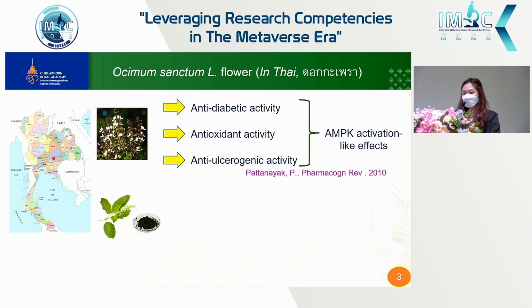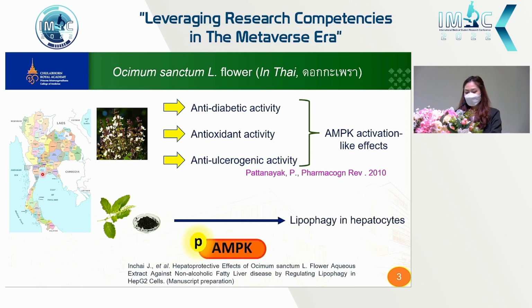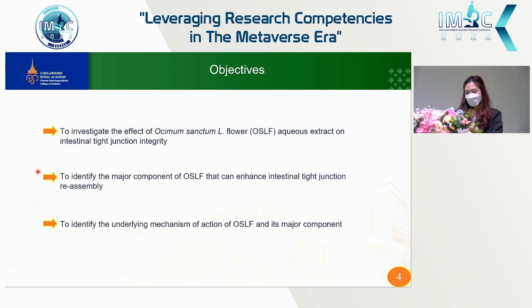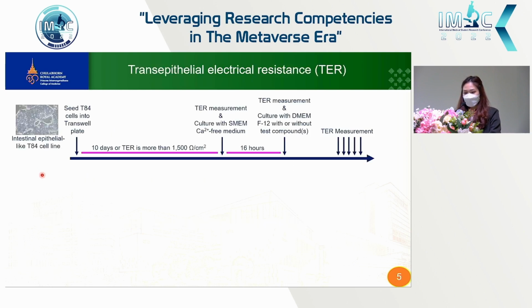In Thailand, we generally use OS-LF as a herb and for cooking, while the flower is a waste. But did you realize that the flower's core is filled with bioactive compounds that can induce an AMPK-like action? And if the flower can induce lipophagy, tight junction integrity will increase. So our objective is to identify a major component within OS-LF that can increase tight junction reassembly and its underlying mechanisms. To investigate tight junction integrity, we use T84 cells as our in vitro model.